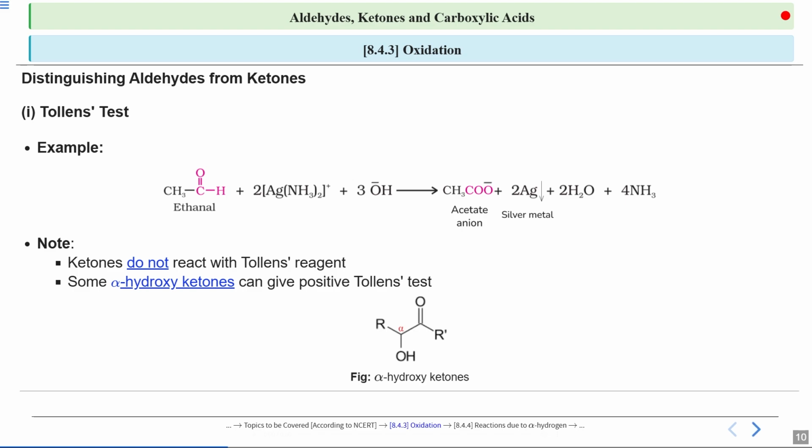Now, if you look at this figure, it will tell you what alpha hydroxy ketones are. The carbon which is adjacent to the carbonyl group is the alpha carbon, as we discussed, and at that carbon a hydroxy group is attached. So that is an alpha hydroxy ketone. To the alpha carbon, a hydroxy OH group is attached. Such alpha hydroxy ketones give a positive Tollens test.